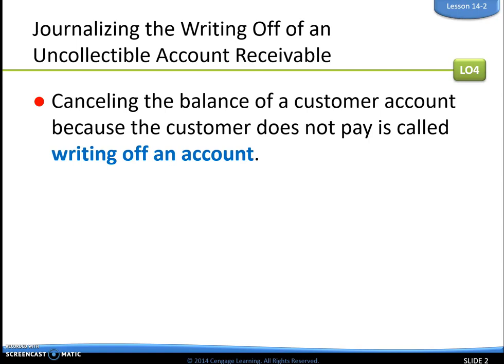So remember, we're going to assume that a certain amount of our accounts receivable are going to be uncollectible. And so when we decide that we're not going to get money from this customer, we are going to cancel the balance that's left that they owe us. And so that is where we are writing off an account.